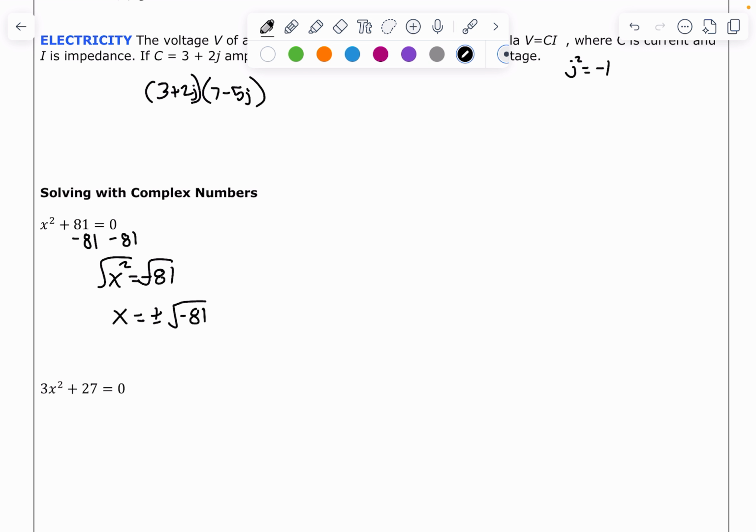We've got a negative underneath this radical now. Normally you would say no real solutions, but now that we know about the imaginary number, we can say that x equals positive or negative 9i.